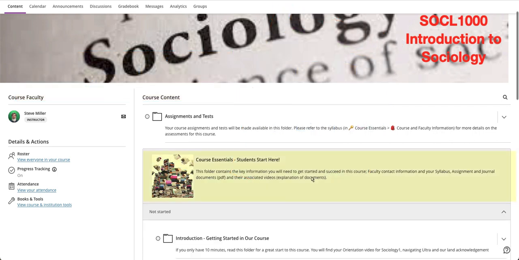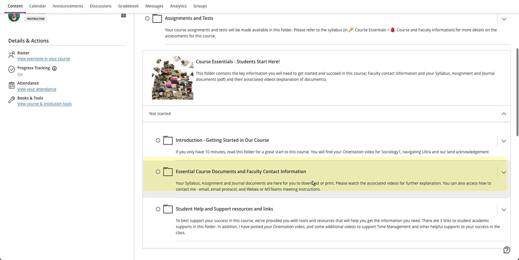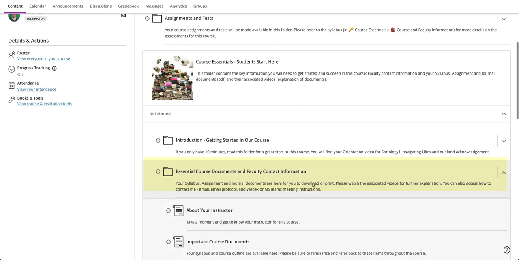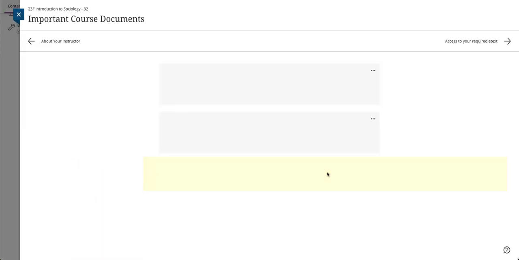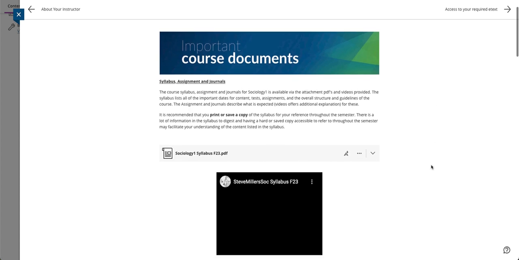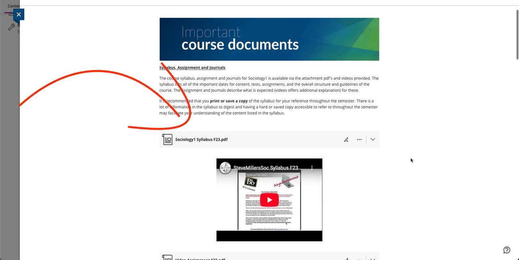Under Course Essentials, and then Essential Course Documents, and then to the important documents. This is where you got your syllabus. I see that some of you have not yet downloaded the syllabus. That's going to be important, so please do so. That's it right here.